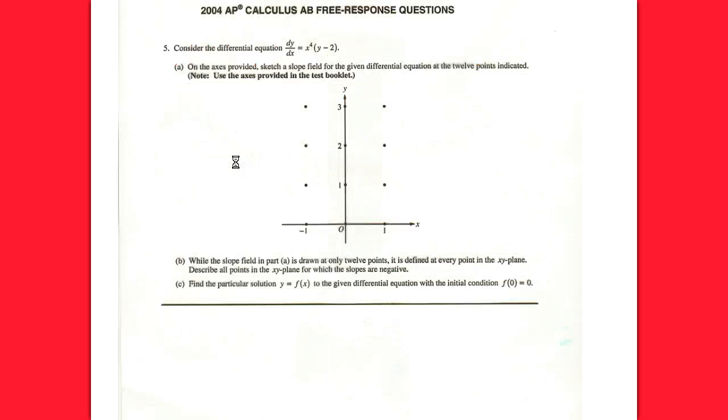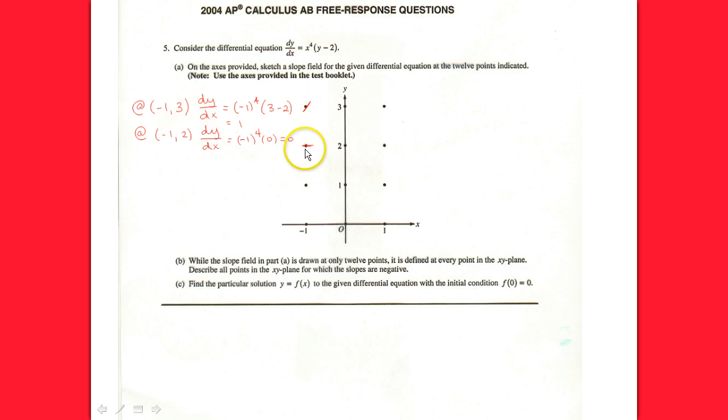Okay, so what does this actually look like on the AP exam? Here's a problem from the 2004 exam where it says, consider the differential equation on the axes provided, sketch a slope field just for these 12 points. So I can go through and start over here with -1, 3, and I'm literally going to plug that into the equation, put in -1 for x and 3 for y, and I end up with a slope of +1. Then I could go through and plug in -1, 2.